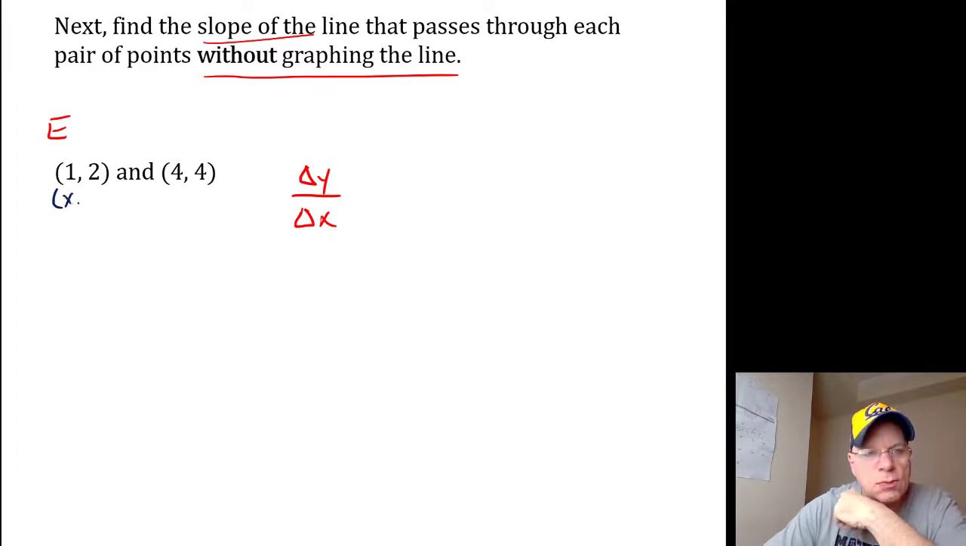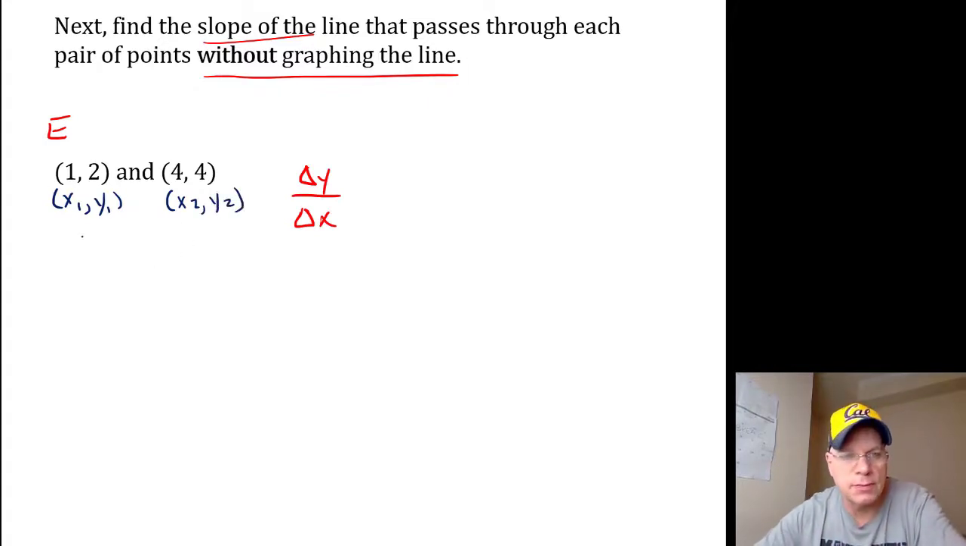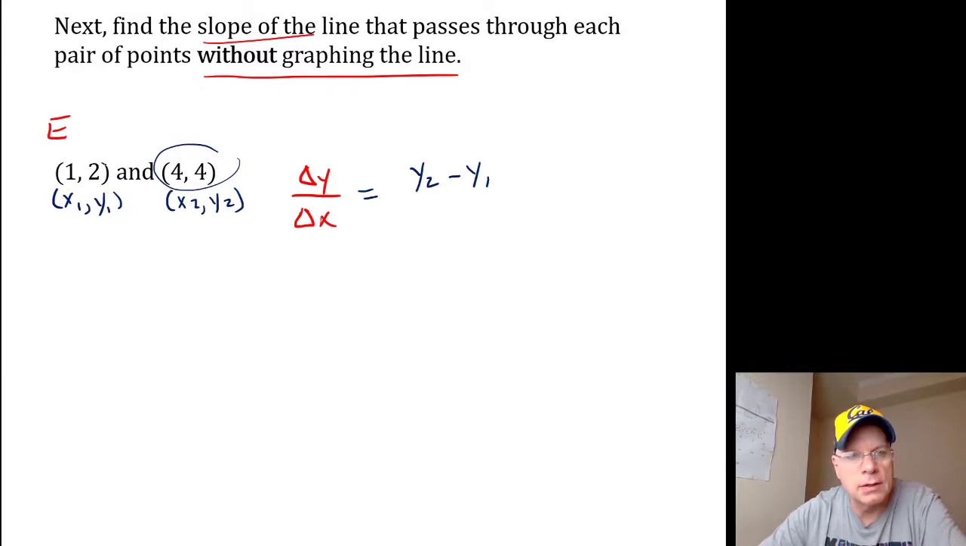Let's call this x1, y1, and this x2, y2. You've used this subscript notation before to refer to the first point and the second point. So for my change in y, I'm just going to pretend I'm starting with this point. So it would be y2 minus y1 would be the change in y, and y2 minus y1 over x2 minus x1.